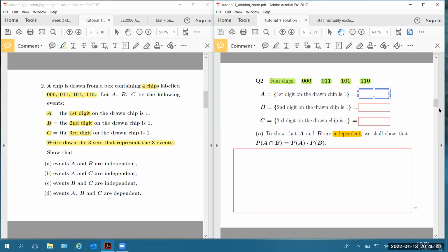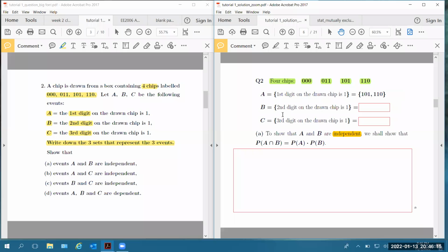0, 1, 1. But for 0, 1, 1 the first digit is not 1. The first digit must be 1, and this one is not 1. So actually we only have 101 and 110. Is that all right? So only 2. I hope everybody is clear.